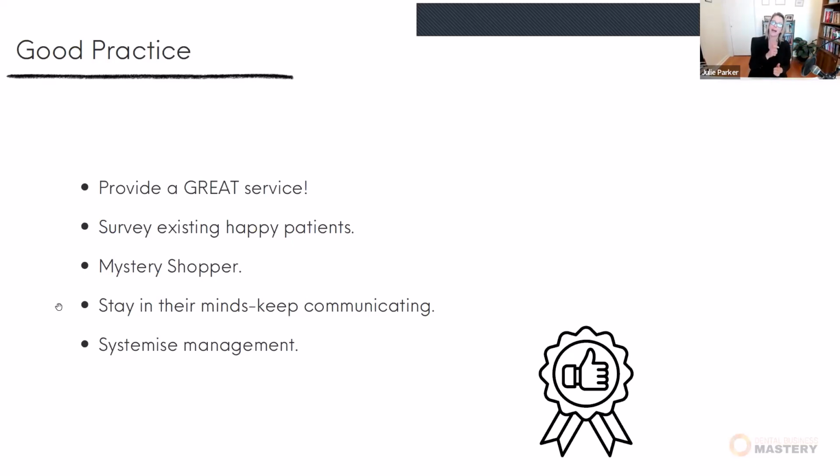But then you get a chance to be in communication with your patients. And so when you are making improvements in the practice, when you do have a new practitioner, a new team member, a new owner, whatever the thing is, you are always then reaching out to your inactive patients as well as your active patients. So you are constantly tracking this group of people and trying to attract them back into your practice. And systematize the management of this process.